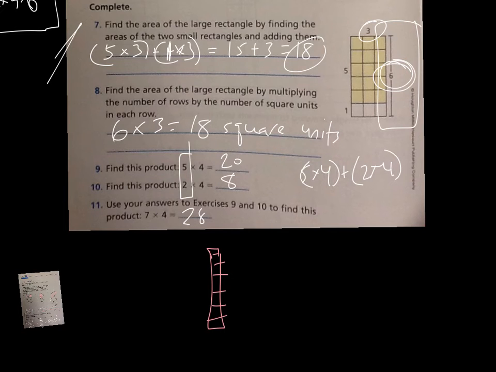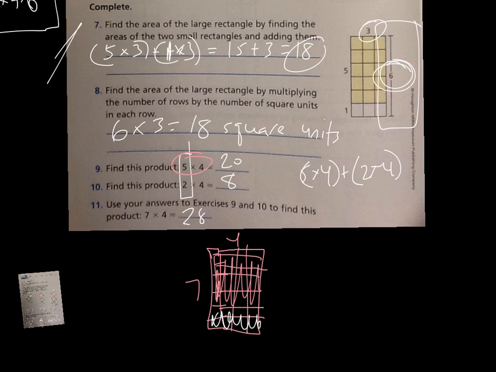Okay. 7 by 4. 2, 3, 4. And obviously it's a square. So I'm going to stretch these all the way through. And there's my 4. So I have 7 by 4 now. Because our initial one was 5 by 4, which was 1, 2, 3, 4, 5. And then the next one was 2 times 4, which is here. So basically you're adding all together to get 7 times 4.